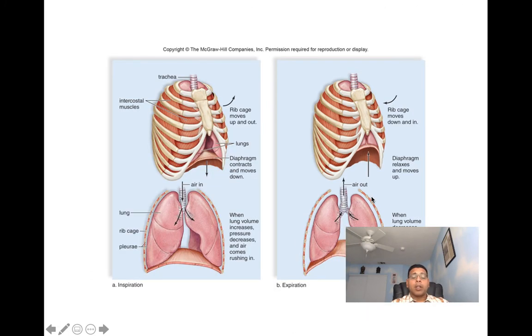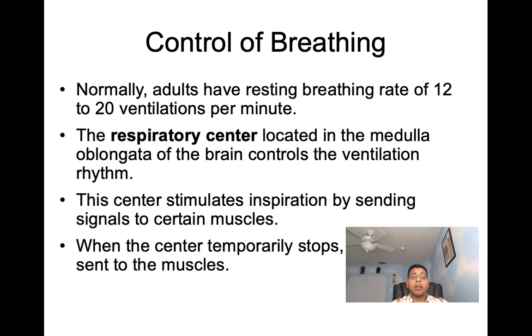Next, then, let's check out the controls of breathing. Now we talk about the control of breathing. Resting adults are going to have a breathing rate of about 12 to 20 breaths per minute. This rhythm is controlled by our respiratory center that's going to be found located in the medulla oblongata of the brain. If you recall, we talked about that when we went over the medulla oblongata in the nervous system.